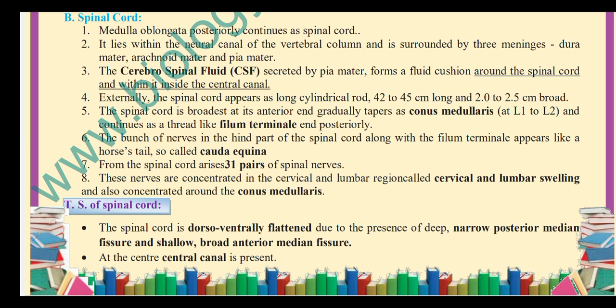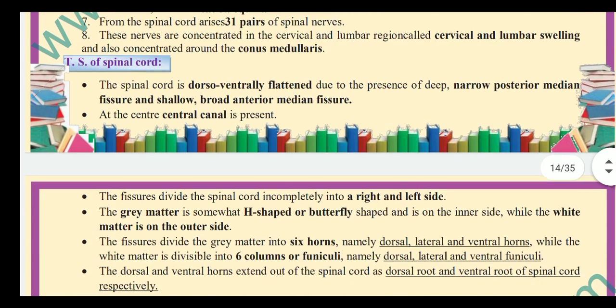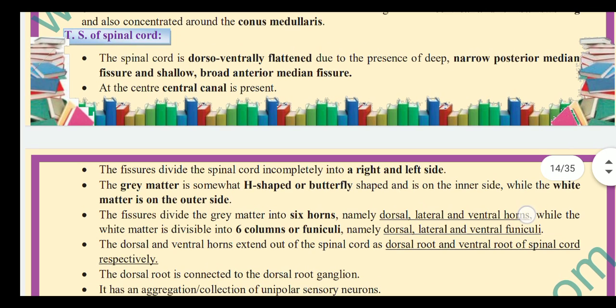From the spinal cord arise 31 pairs of spinal nerves, which we are going to check in the table, and these nerves are concentrated in the cervical and lumbar regions, which are called cervical and lumbar swellings, and also concentrated around the conus medullaris. That's why all nerves are actually arising from our vertebral column.